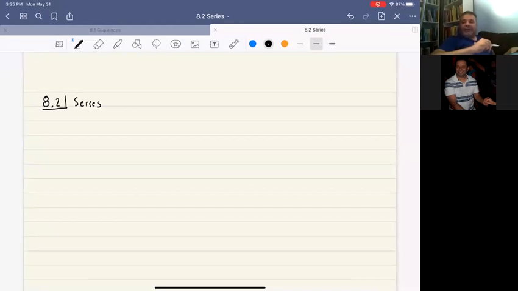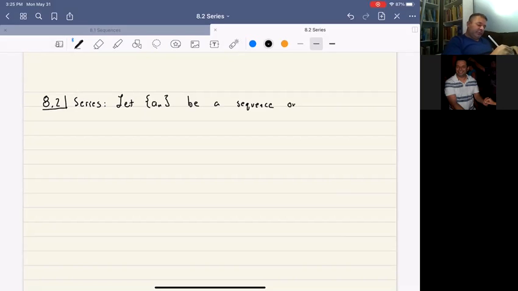Okay, so let's start. Let a sub n be a sequence. Series are also very much like infinite sums. One can form the series, the sum over n of a sub n.